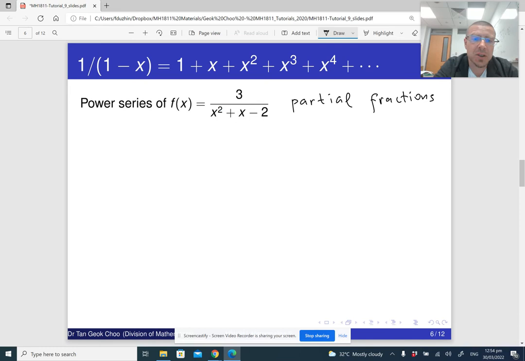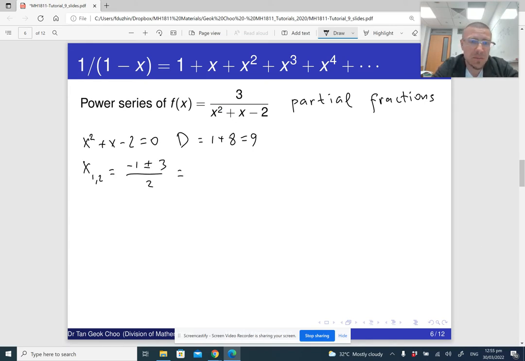So to do partial fraction decomposition, first we solve the quadratic in the denominator. So x squared plus x minus 2 is 0. The discriminant here is 1 plus 8, which is 9. So the roots are minus 1 plus minus square root of 9, which is 3, over 2, which is minus 2 and 1, I think. Okay, so it means that x squared plus x minus 2 is really x minus 1 times x plus 2.